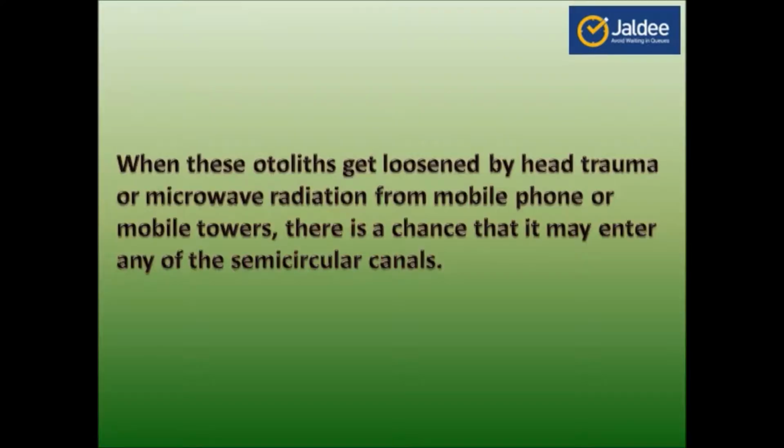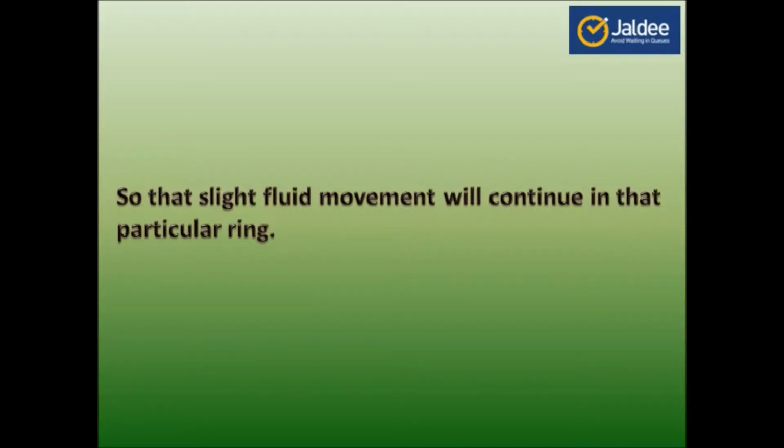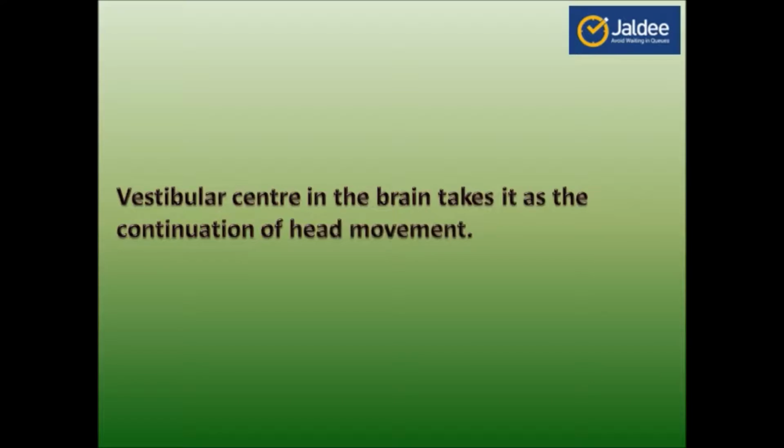When these otoconia get loosened by head trauma or microwave radiation from mobile phones or mobile towers, there is a chance that they may enter any of the semicircular canals. When it happens, there will be a slight resistance to the flow of endolymph in that particular semicircular canal. So that slight fluid movement will continue in that particular ring. But there will not be fluid flow in the other 5 canals.